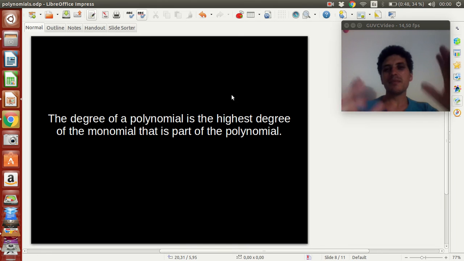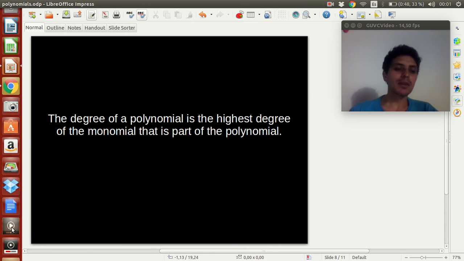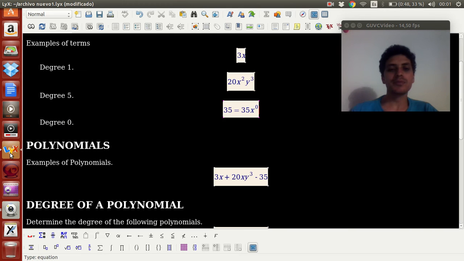If you don't like the way I define things, you can go to a book and find the definition. But what is the idea? The idea is that the degree of a polynomial is the highest degree of the monomials that you have in the polynomial. So let's see with examples.